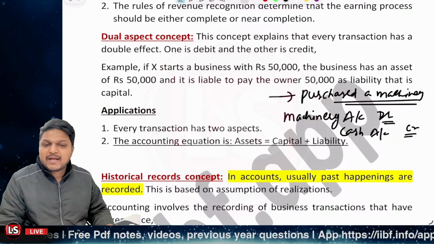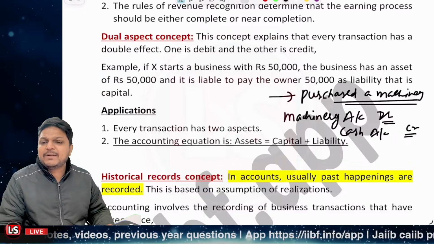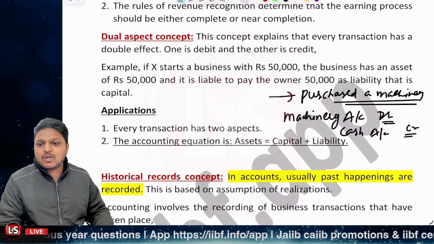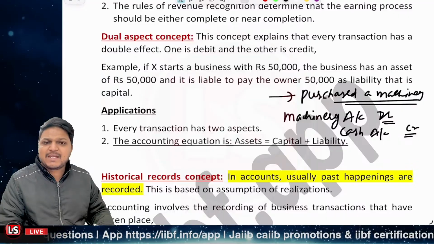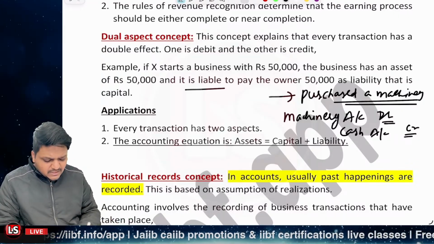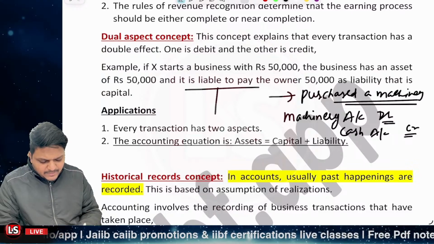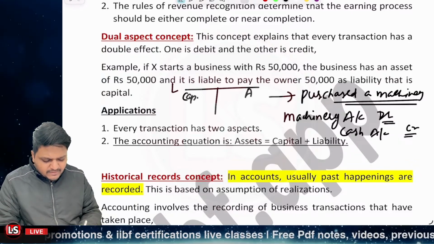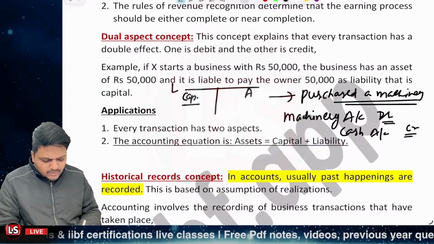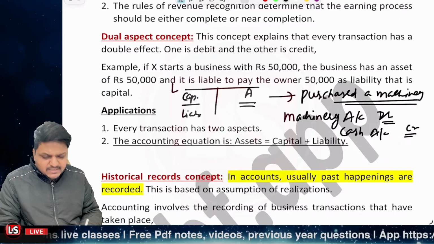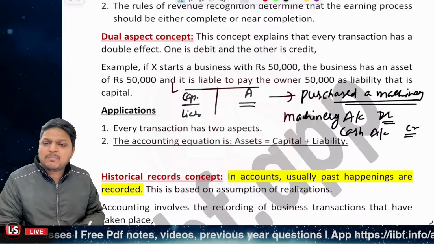And the accounting equation is what? Assets are equal to capital plus liability. The total of the assets is equal to capital plus liability. That's the balance sheet equation. Because the balance sheet has two sides: liability side and asset side. On the liability side, at the very top, we have the capital part, and at the bottom, we have the liabilities part. That is why the total of the assets is equal to capital plus liability.